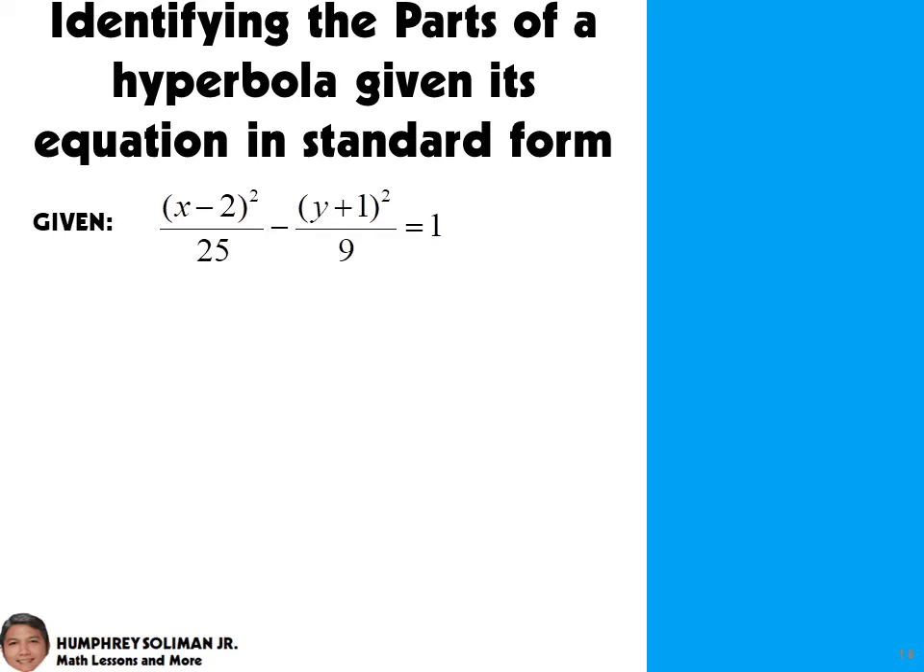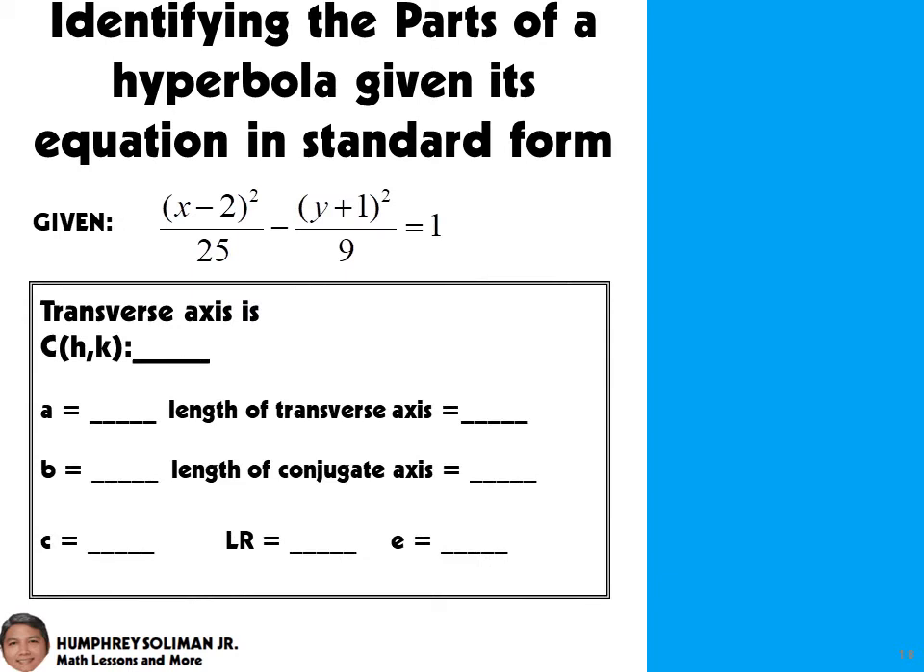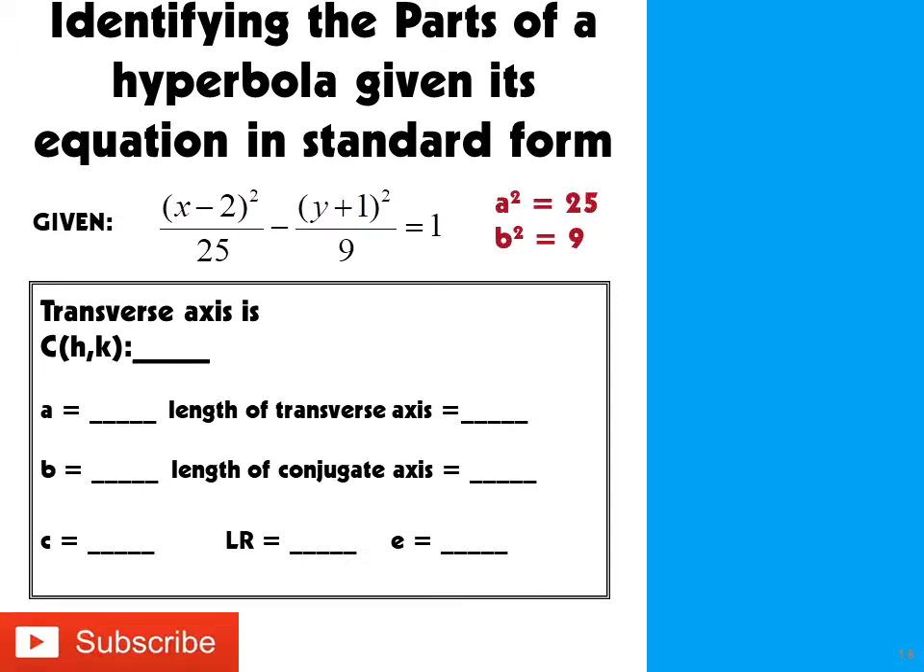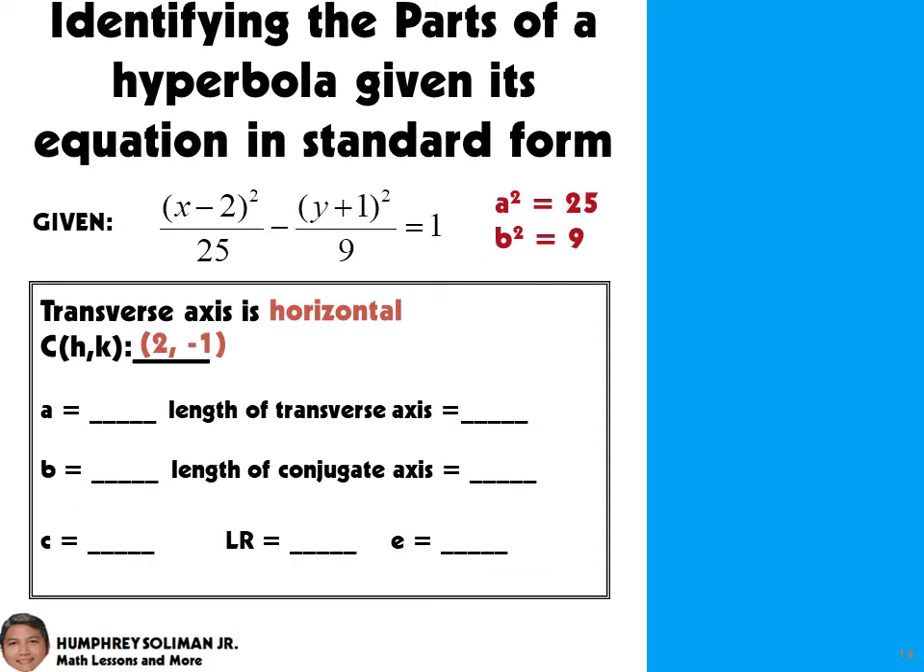Now, let's identify the parts of the hyperbola, given its equation in standard form. We have an example below. The quantity x minus 2 squared over 25, minus the quantity y plus 1 squared over 9, equals 1. We can see from the equation that a squared is 25 and b squared is 9. And then, the transverse axis is horizontal. The center is (2, -1).